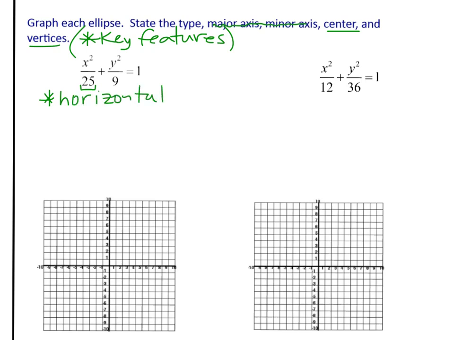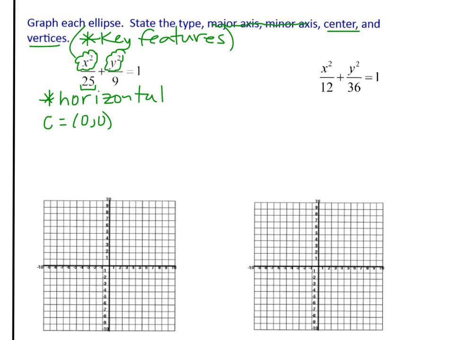That would be the type. To find the center, we take a look at the numerators. Notice x squared and y squared have nothing being added to or subtracted from them in a parenthesis. That defaults our center simply to 0, 0.